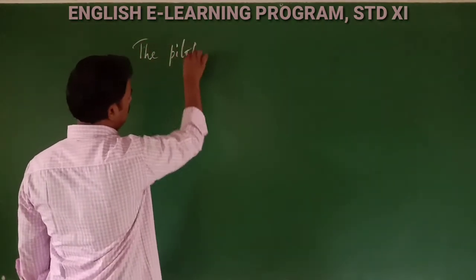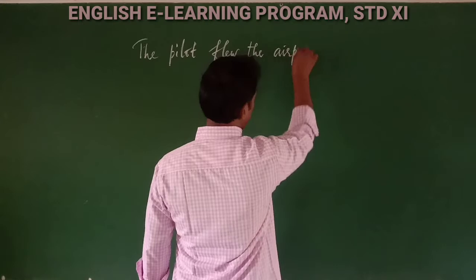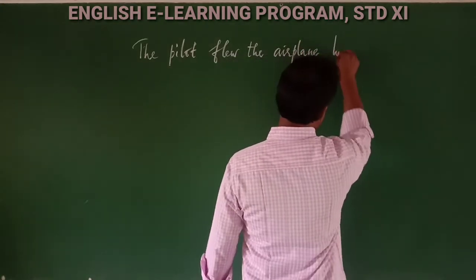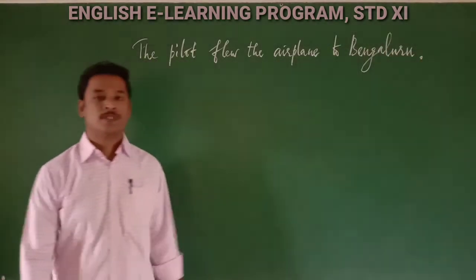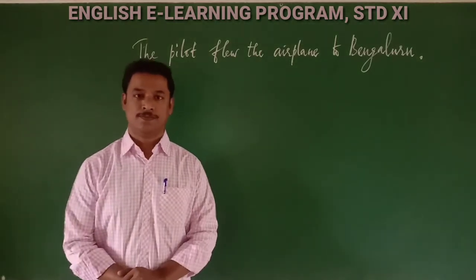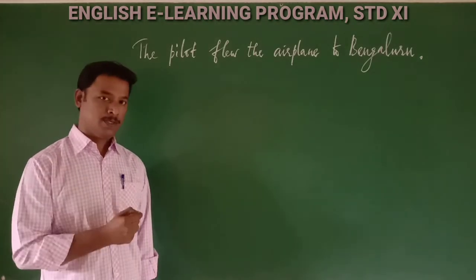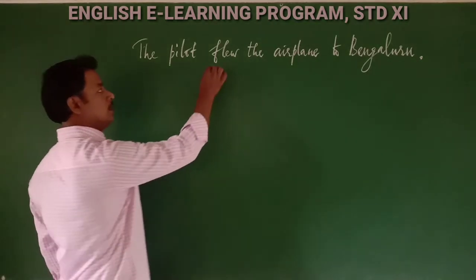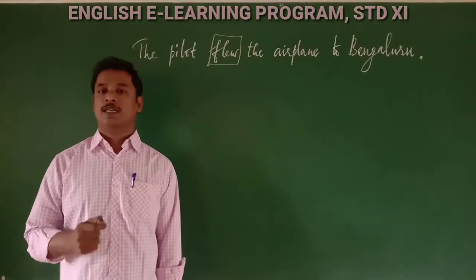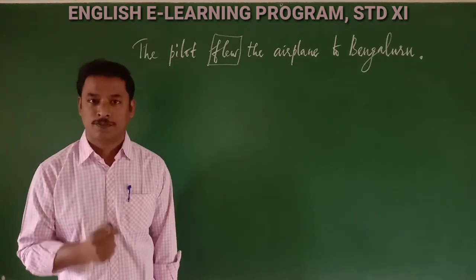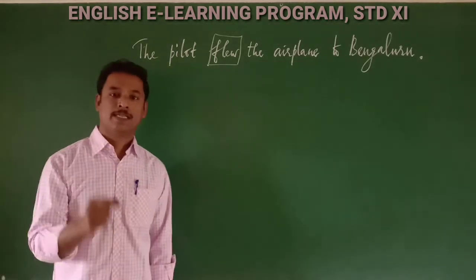The pilot flew the airplane to Bengaluru. It is in active construction. How to find out whether a sentence is in active or passive construction? Look at the finite verb used in the sentence. The finite verb is where you can find the exact tense form. Okay, the finite verb shows you the exact tense forms.